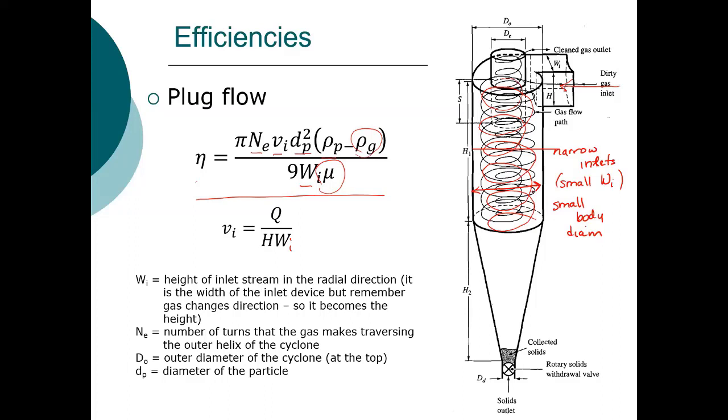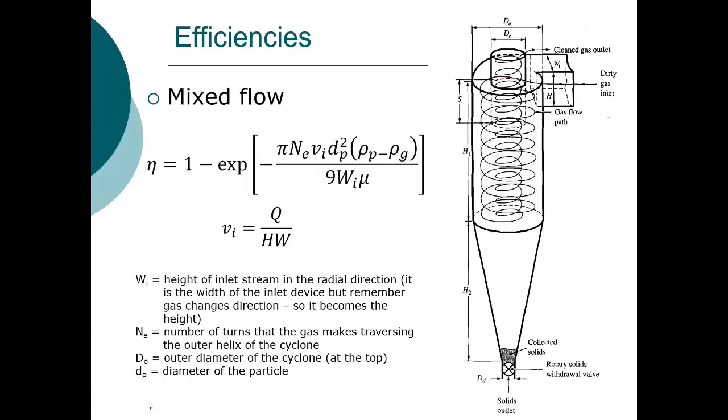And those will have higher forces than a larger diameter. So a higher gravitational force, and you'll get better removal. And then we want a smooth transition. So we want a smooth transition as that air enters, we want a smooth transition from the body to the cone, and we want a smooth transition into the outlet.